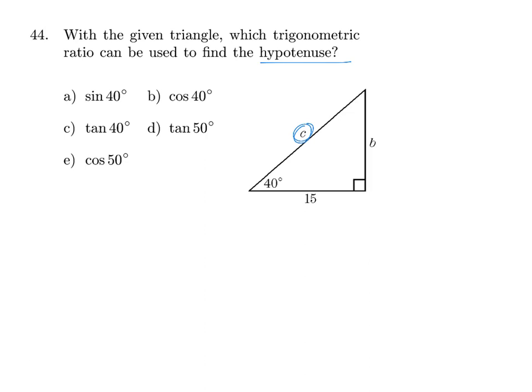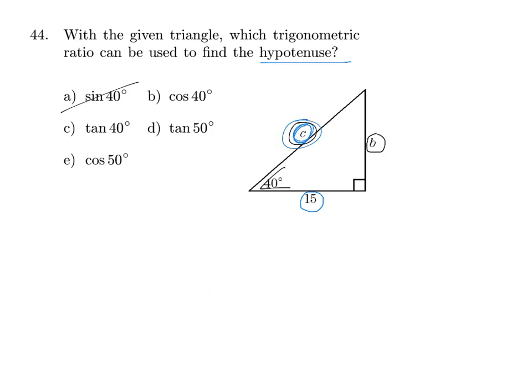With a given triangle, which trigonometric ratio can be used to find the hypotenuse? I want to find this here. Okay, so sine of 40 is opposite over hypotenuse. There's two missing pieces of information there. That doesn't work. Then I have cosine of 40. That's going to be adjacent over hypotenuse.